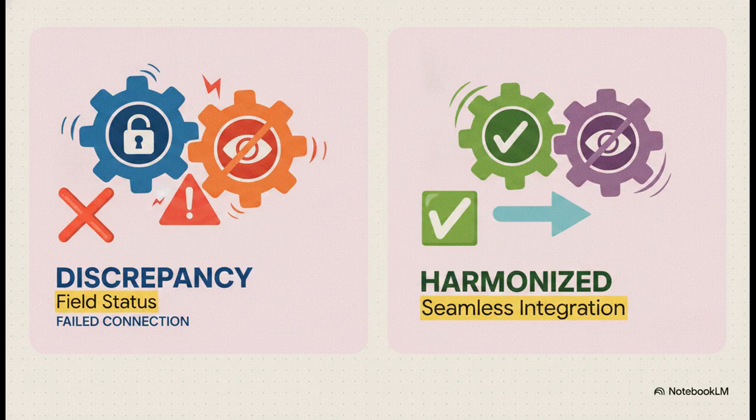Okay, but what if the warning works, but they still get an error when they try to clear it? Well, you're almost certainly looking at a field status discrepancy. This happens when a field is set as mandatory in one group, like the field status group, but is totally hidden in the posting keys. The fix is just harmonizing those settings so they don't contradict each other and block the whole clearing process.